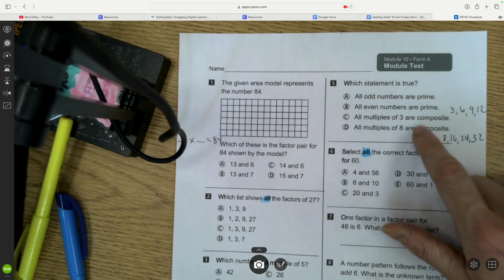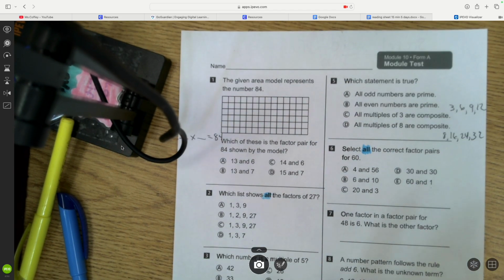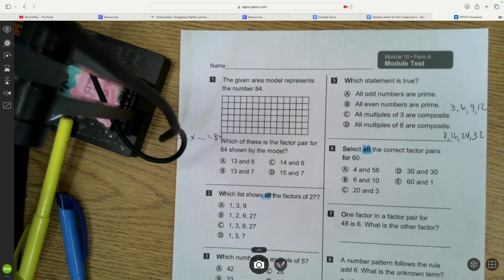Pick whichever statement is true. And remember, you can always pause. You can rewind the video as needed.